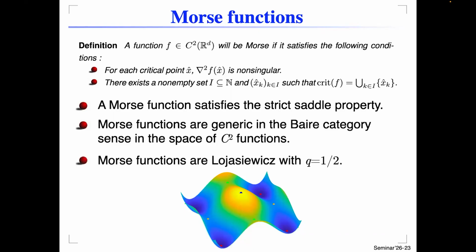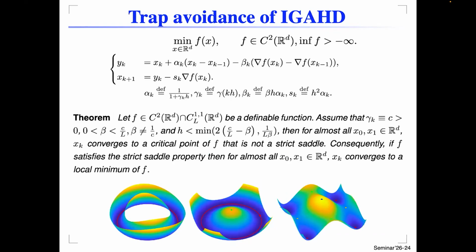And yeah, it turns out that these functions are really nice because not only are they strict saddle functions, but they are also, and it's very easy to prove, Łojasiewicz with an exponent which is 1/2. Not only will I avoid bad critical points, but I'm going to converge to them exponentially because Q is equal to 1/2. Okay, so I only put the result for the algorithm.